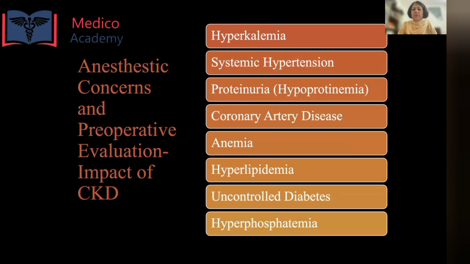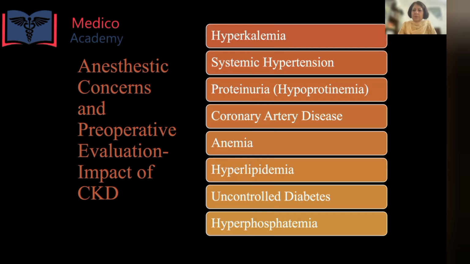Now, what are our concerns when we are dealing with a patient with underlying poor renal function? So hyperkalemia, because excretion of potassium does not take place. Systemic hypertension, which may be the cause or the effect of chronic renal disease. Proteinuria resulting in hypoproteinemia, which has an impact both on the binding of anesthetic drugs and, of course, the healing of the wound in patients.